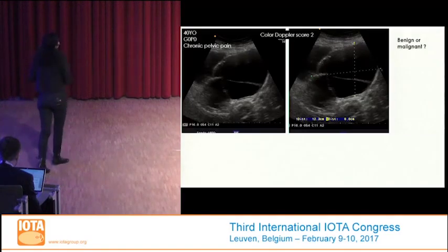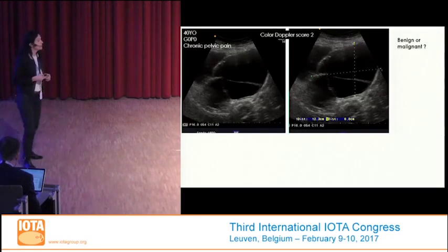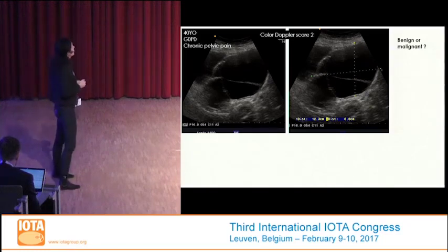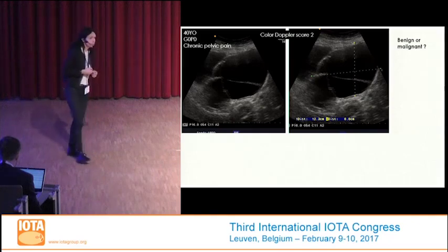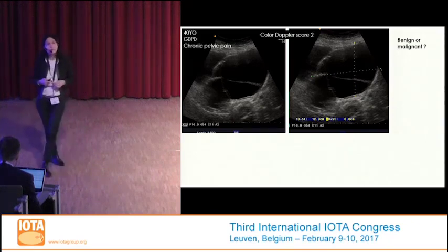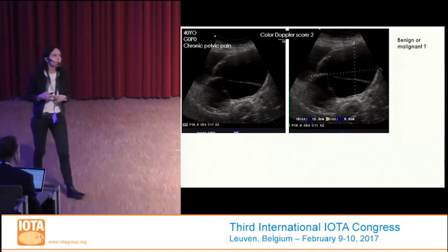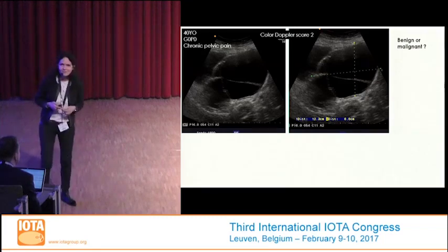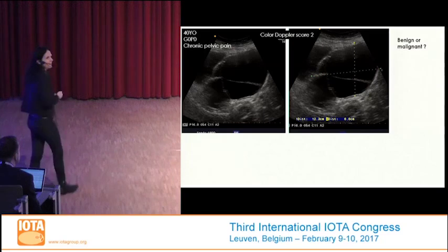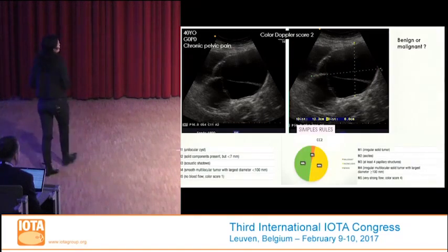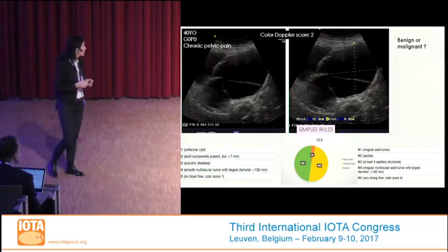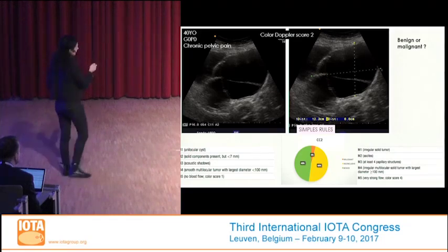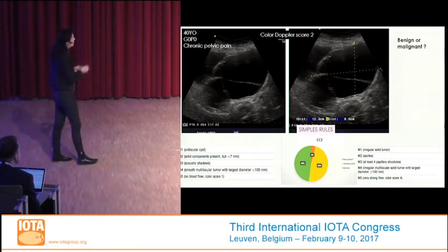Second case, it's a 40-year-old woman without children, chronic pelvic pain. And so, always the same question. The color Doppler was a score 2. And is it benign or malignant? Benign? Okay, perfect. Malignant? Okay. The answer, simple rules. We can see it's partly inconclusive or benign. So half of people answer inconclusive and half people benign. A few of them answer malignancy.